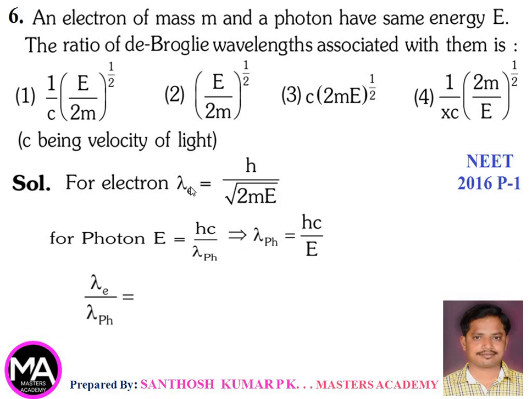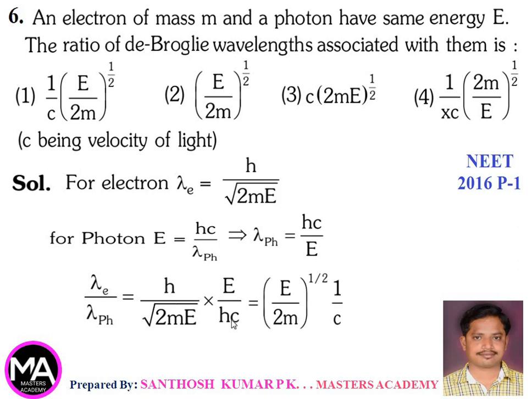Therefore, lambda E, wavelength of electron to the wavelength of photon. They have asked the ratio of de Broglie wavelength associated with them. First one is electron and photon. So you have to take lambda E by lambda ph is equal to lambda E is h divided by square root of 2m E divided by hc by E. When it comes to numerator, it is E by hc. So on calculating, you will get h and h cancel. E is nothing but root E into root E. Root E and root E cancel. It is root E by 2m. That is E by 2m to the power of 1 by 2 into 1 by c. Therefore, option is first one, 1 by c into E by 2m to the power of 1 by 2.